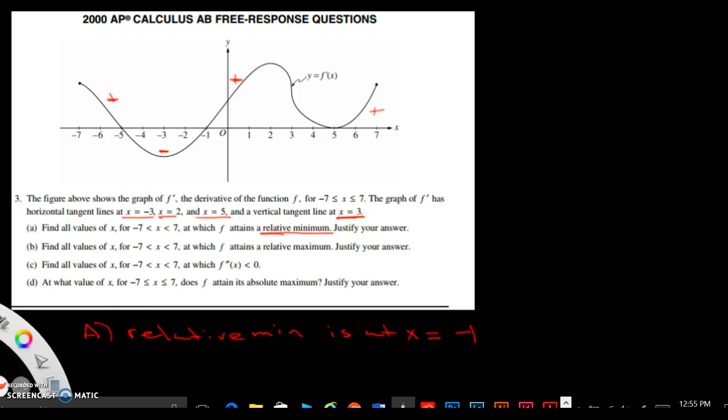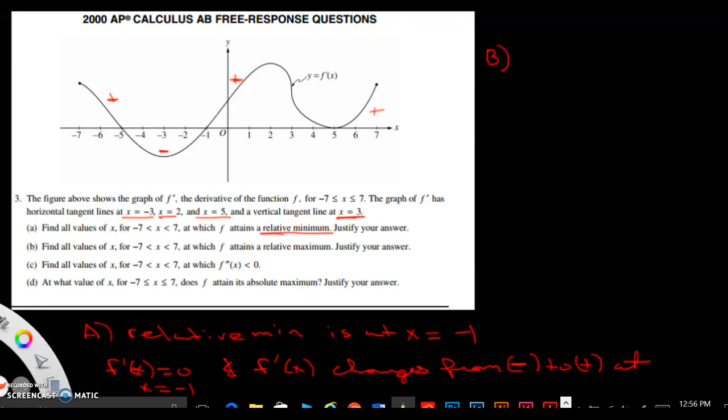And the reason is f prime of x equals 0, and f prime of x changes from negative to positive at x equals -1. Okay, part B.